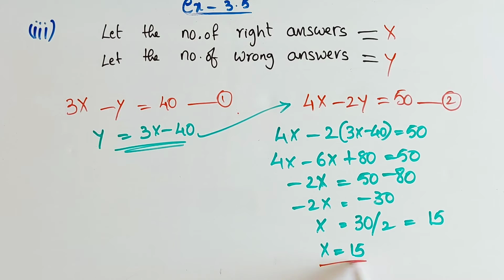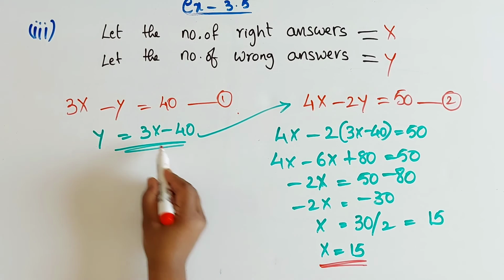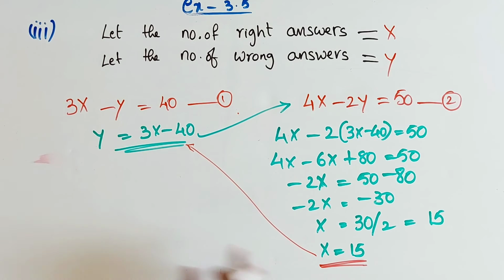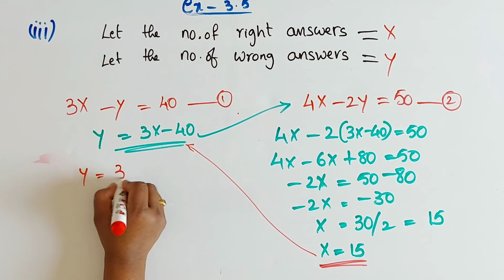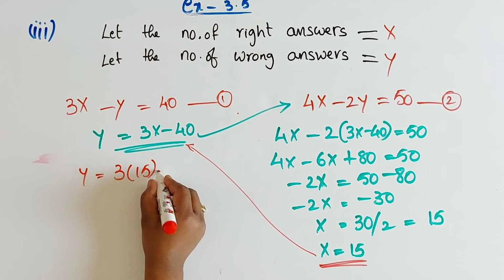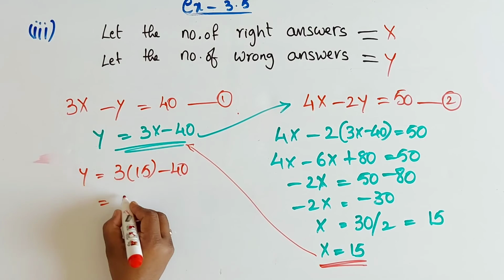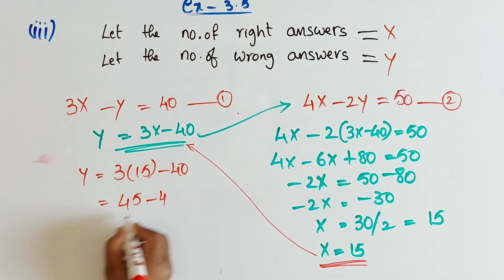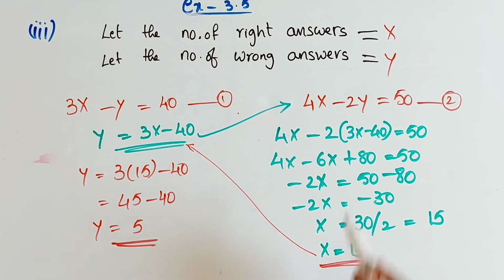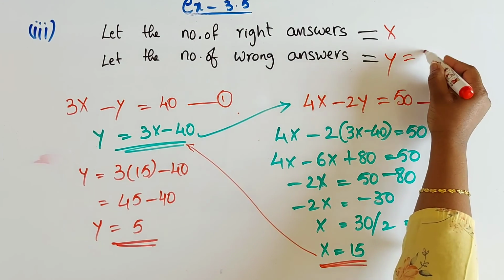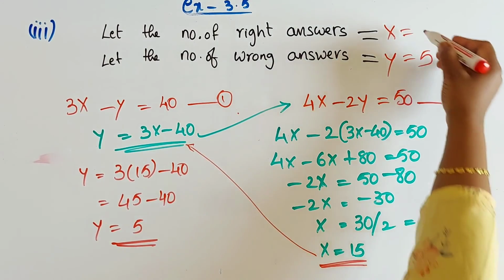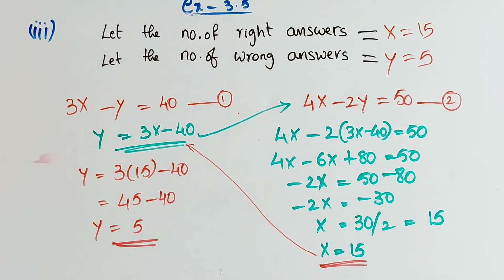Correct. Now we know the x value. We have to substitute in y. y equal to 3x minus 40, children. Now put the x value here. y equal to 3 into 15, in place of x we are writing 15, minus 40. Correct, children? 3 15s are 45, minus 40, that equals 5. y equal to 5 here. y means number of wrong answers, 5. x means number of correct answers, that equals 15. Right, children?